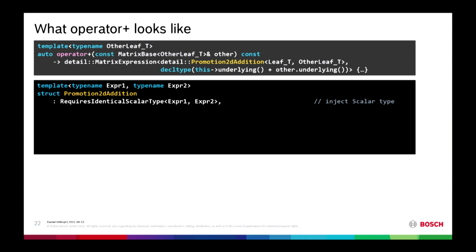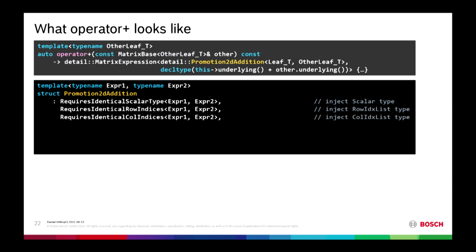So that promotion for the addition here inherits from requires identical scalar type, and that base class does exactly what it says. It checks that the scalar type of the two arguments is identical. If it's not identical, a static assertion is fired. Furthermore, this also injects the scalar type into our resulting promotion. So we require both scalar types to be identical, and this base class can then also inject the resulting scalar type.